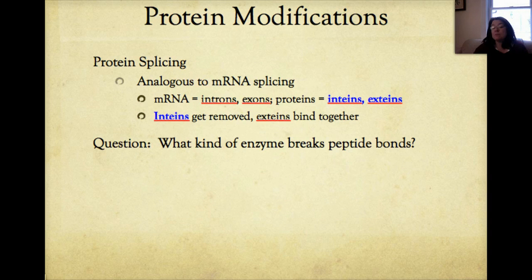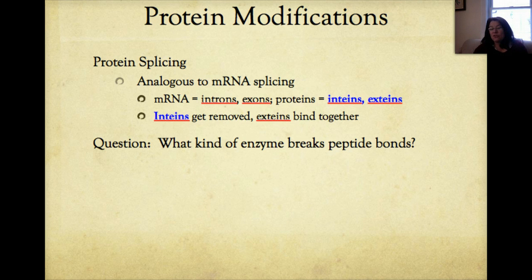So, protein splicing, removing an internal sequence, is very analogous to the process of splicing in mRNA. Remember, in mRNA, the introns get removed so that the exons can be joined together to make the coding portion of the mRNA. In proteins, we use similar terminology. Instead of introns and exons, we talk about inteins and exteins. So inteins get removed from proteins, and exteins get bound together.